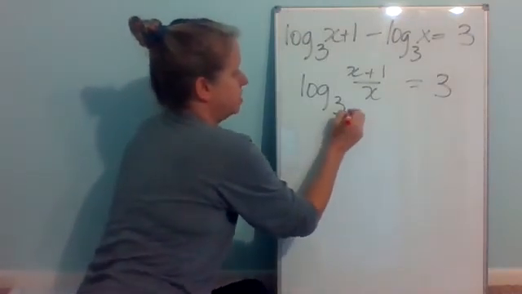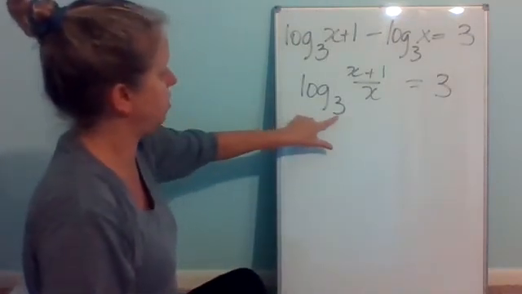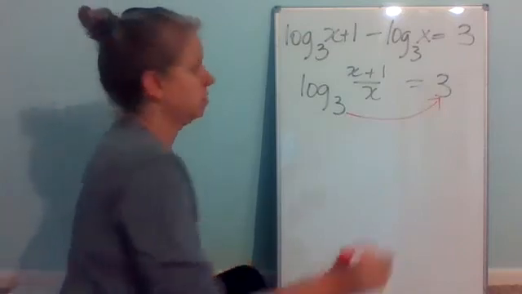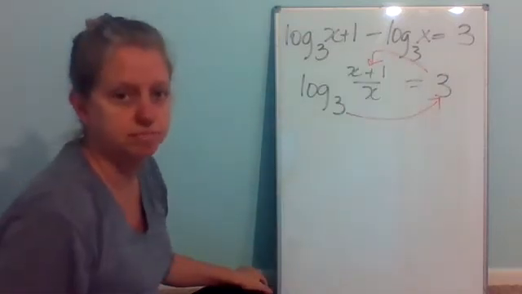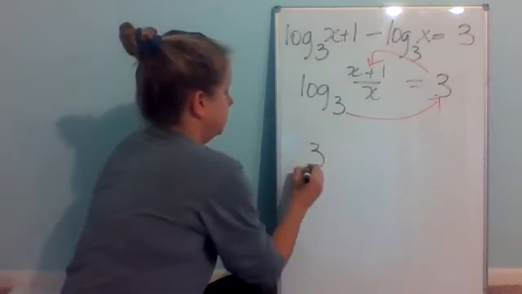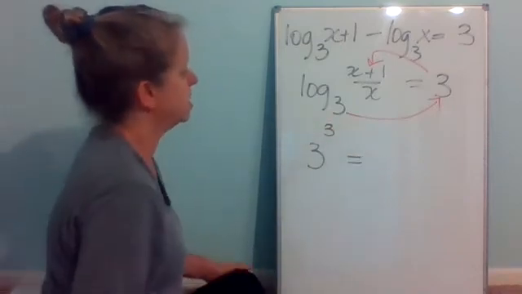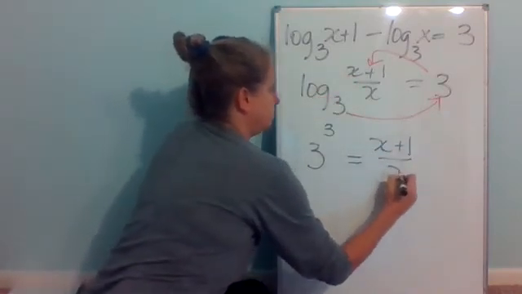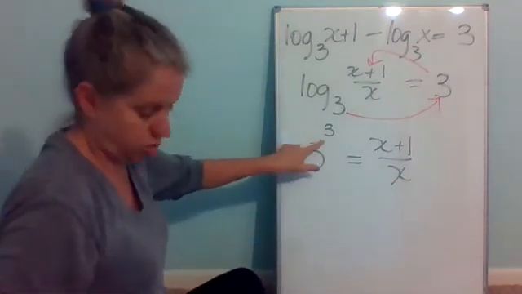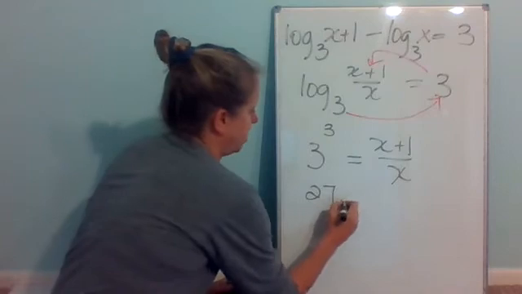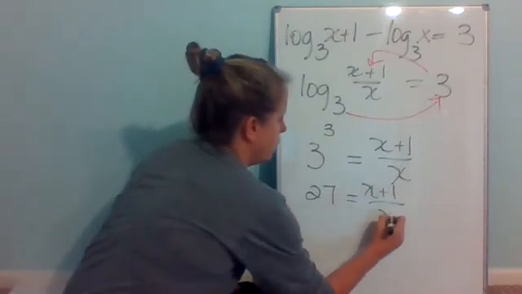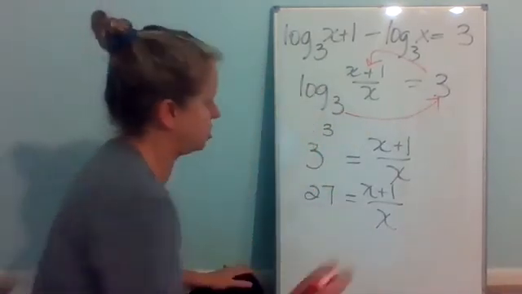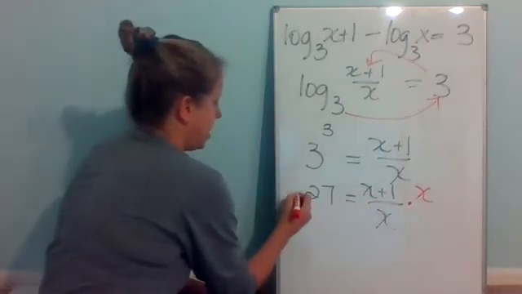So here I have 3. Now since I do just have this single logarithm, remember, I can do this: base raised to that power is equal to that. So 3 to the 3rd power is equal to (x plus 1) over x. So let's see, 3 to the 3rd is 27 equals (x plus 1) over x. Remember, we don't like to see the variable in the denominator, so I'm just going to multiply both sides by that x.